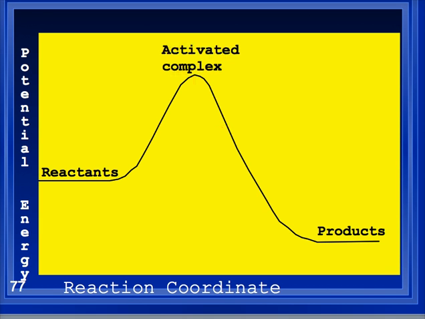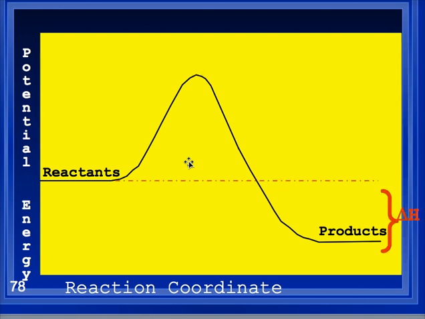Definition: activated complex is that intermediate step in energy. It's obviously higher in energy, as you can tell by the graph, and this is not an isolatable substance. Another feature of a graph, this is a little skewed, the difference in energy between the reactants and products is the delta H for the reaction. You hopefully recognize this as an exothermic reaction.